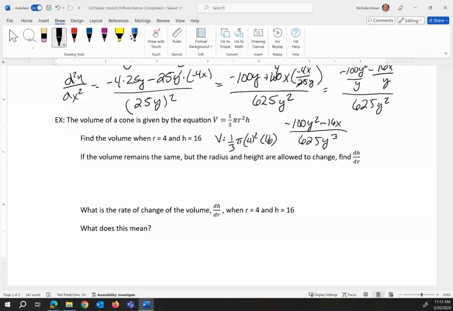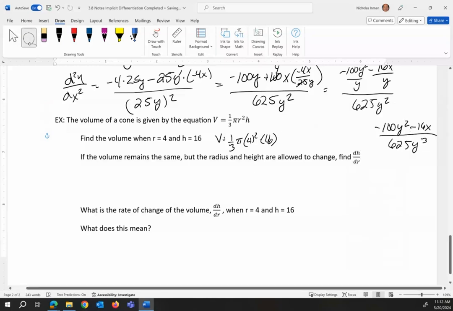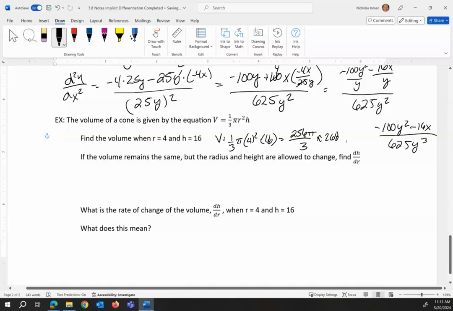Okay. So the volume here would be what? 16 times 16. That's what? 256. So 256 pi over 3. About 268. Well, it didn't even tell me my units, so I did a terrible job writing that problem. So about 268 units cubed.